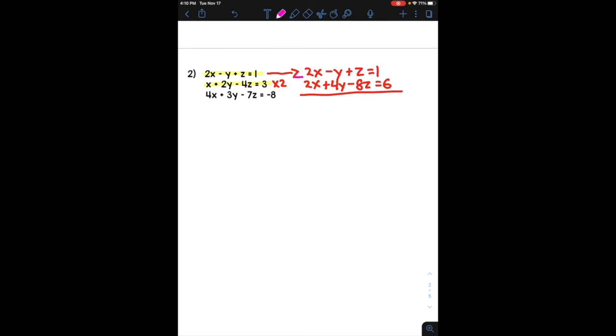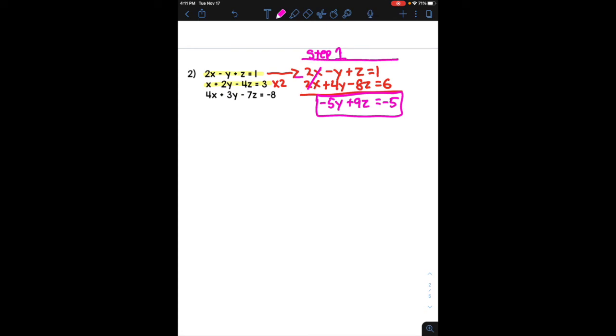2x minus 2x is 0. Negative y minus 4y is negative 5y. z minus negative 8z is 9z. And 1 minus 6 gives us negative 5. We're going to need to use this equation in a later step, so what I advise you to do is put a circle or a box around it, and this would be step 1.